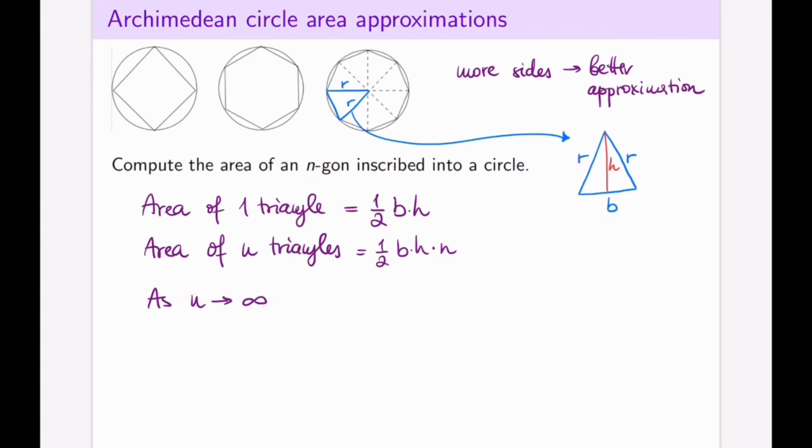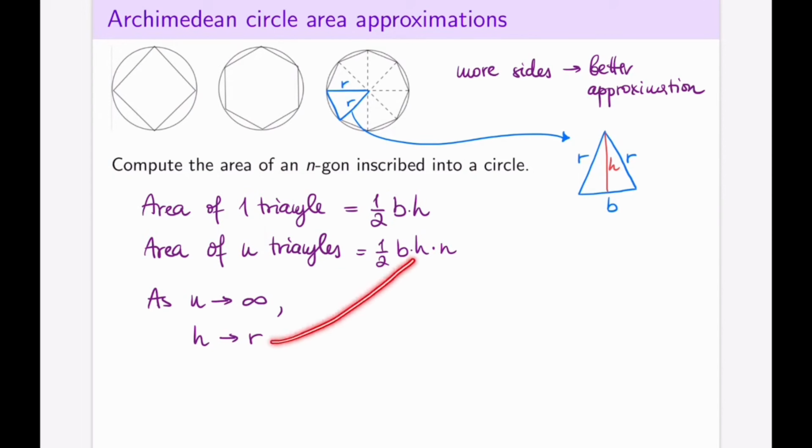Some things I can notice, for example, is as my triangles have smaller and smaller bases, the height h here starts tending towards the radius r, right? Think of how this triangle is going to become very, very skinny, and you will realize that the height of this triangle is now very, very close to the radius. So as n goes to infinity, the height tends to r. And what else do we have?